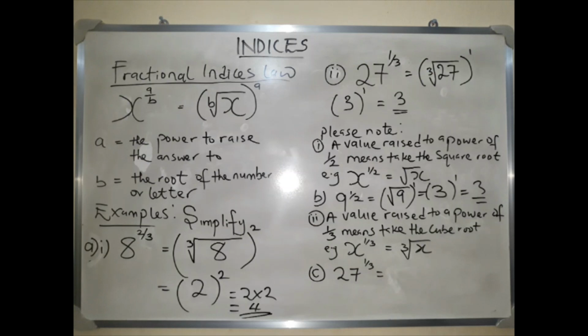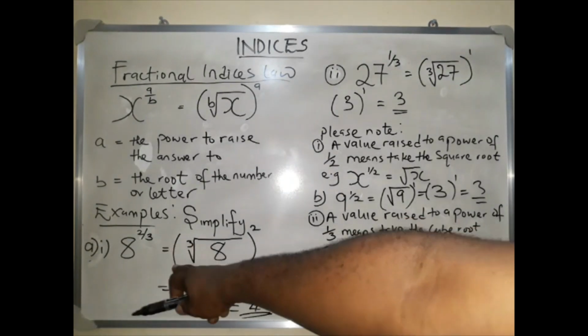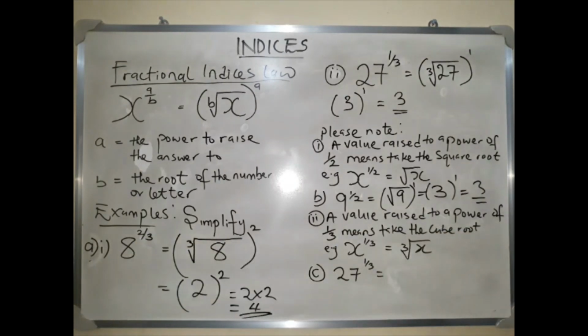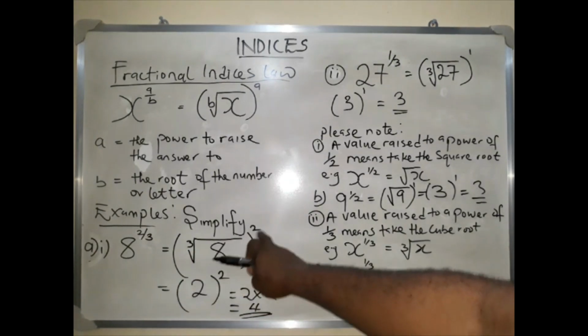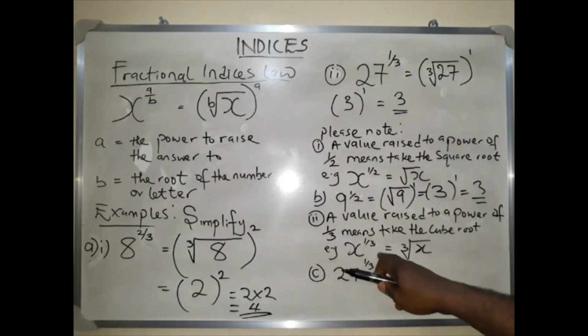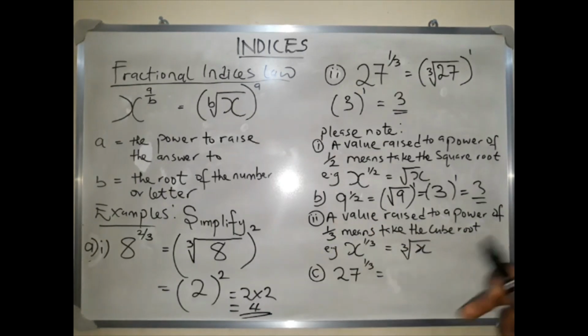So now let's go to the second one, which says a value raised to a power of 1 over 3 means take the cube root. Like in this case, it is not raised to power 1 over 3, it is actually raised to power 2 over 3. In that case, we'll find the cube root first, then we'll raise the answer to a power of 2. But if you find the cube root and you raise it to a power of 1, it will still give you what your answer was originally.